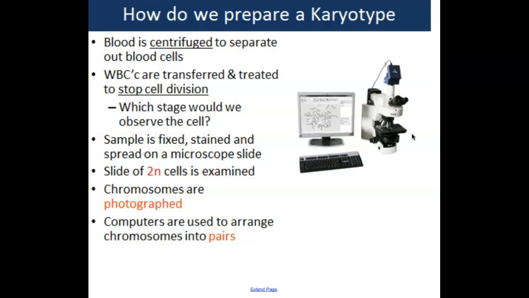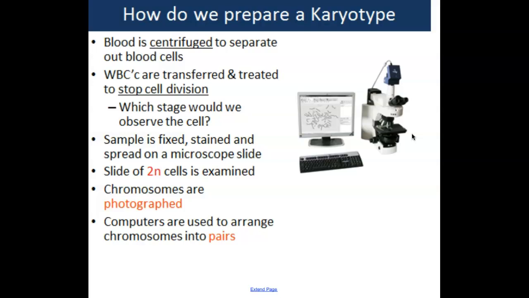We can take a sample of blood and we centrifuge it, which means that we put it in a machine that spins it really quickly. All of the really heavy stuff goes to the bottom and all the light stuff stays at the top, so that they can easily separate the blood cells out, and then they can take DNA from the cells.